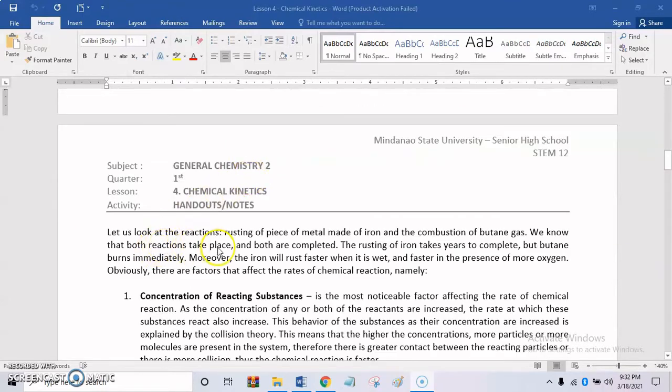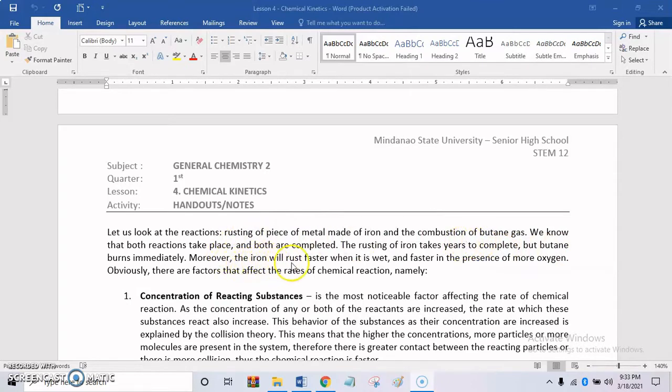Let us look at the reactions: roasting of a piece of metal made of iron and the combustion of butane gas. We know that both reactions take place and both are completed. The roasting of iron takes years to complete but butane burns immediately. So, sa kaibahan, the reaction rate of the roasting of iron is much longer than the reaction rate of burning the butane gas.